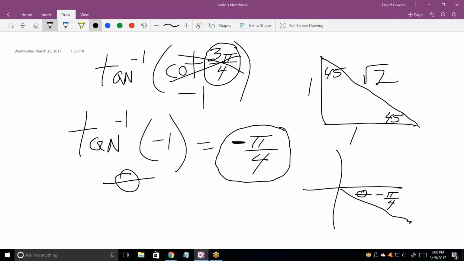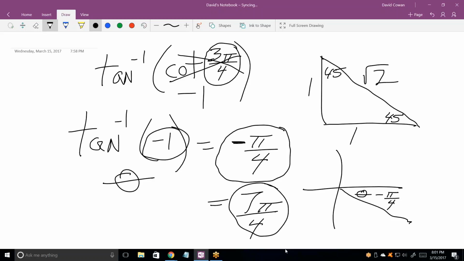Now I doubt that you would lose points if you did coterminal. 7 pi over 4 is coterminal with minus pi over 4, so the tangent of 7 pi over 4 is also going to be -1. But know that when you're doing inverse sines and inverse tangents of negative arguments, it always gives you first quadrant angles with a negative sign in front. It doesn't give you this angle here. It gives you this angle here. Okay. Cool.